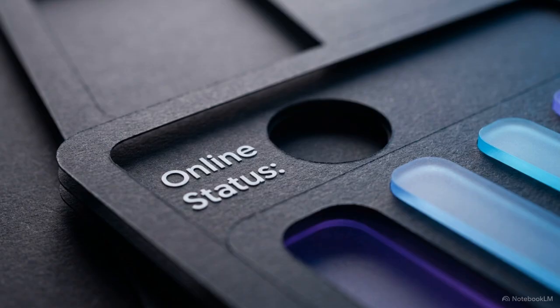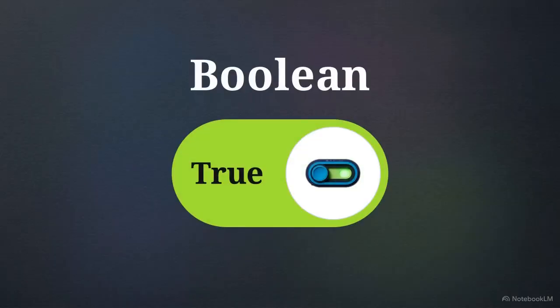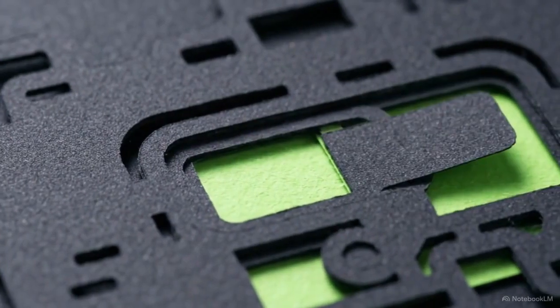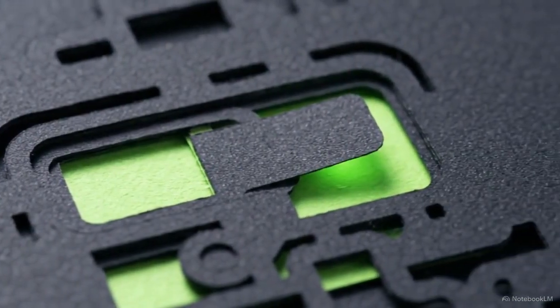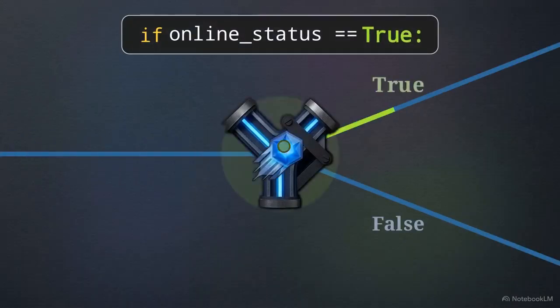Finally, we have the online status indicator. This field uses a data type with a bit of a strange name, a boolean. Don't let the name throw you. A boolean is just a type of data with 2 possible states, true or false. It works exactly like a physical light switch. It is either on or it's off. Booleans are the ultimate decision makers. They act as the checkpoints that tell an application which path to take.